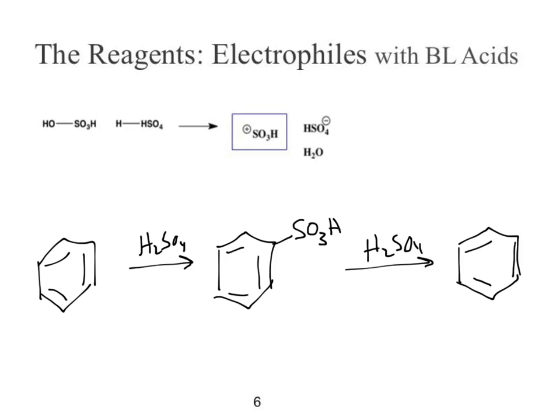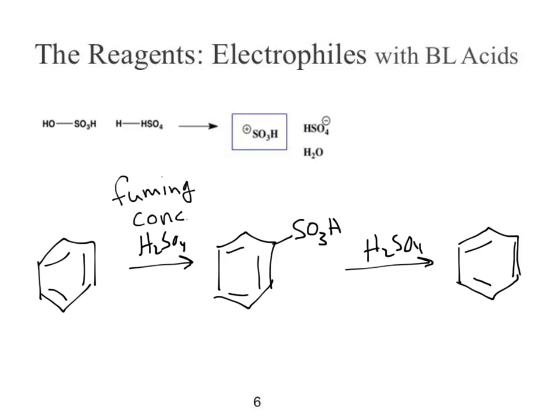We have to specify what's happening with those H2SO4s. To get our electrophile, we needed a lot of acid to help force the formation of the electrophile. So what we end up doing is adding concentrated. So you might see it written out as conc H2SO4, but you might also see an extra layer of information there.